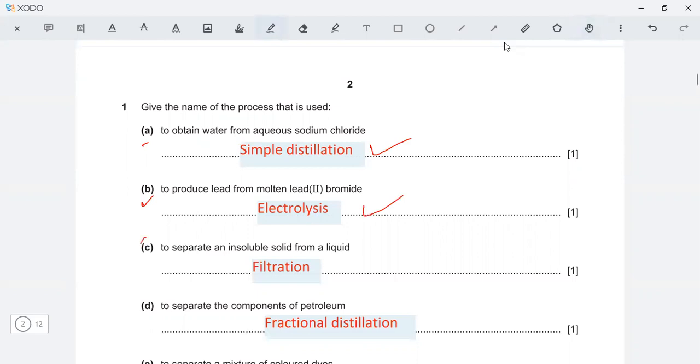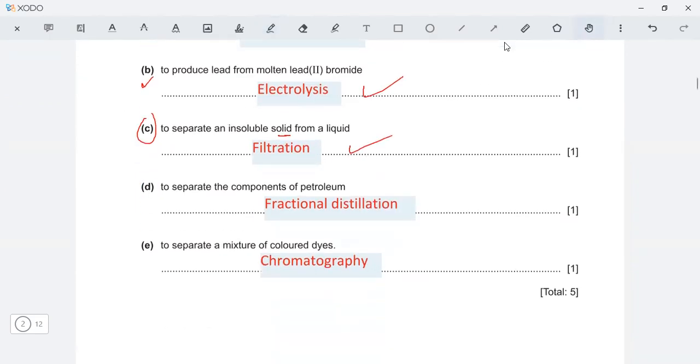Clear? Now see, what is the name of the process to separate an insoluble solid from a liquid? You just need to write a one word answer, the process only to be written in these questions. So how are you going to separate the insoluble solid from the liquid? Basically by means of the filtration process. So the answer is going to be filtration.